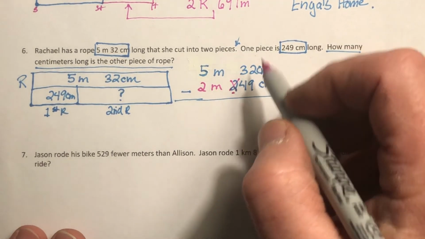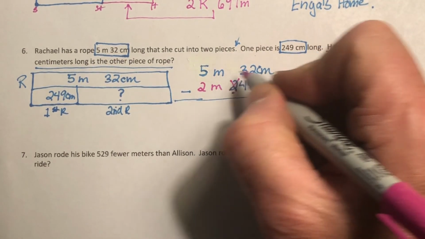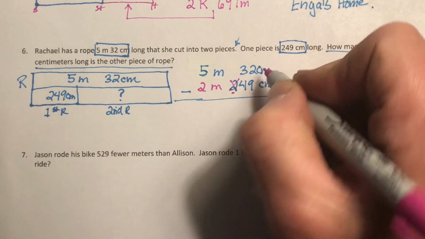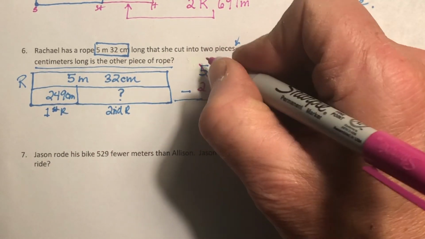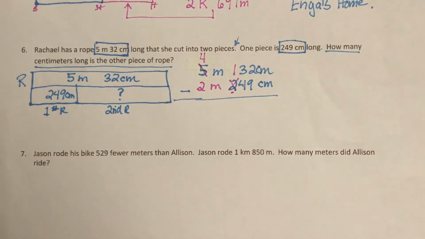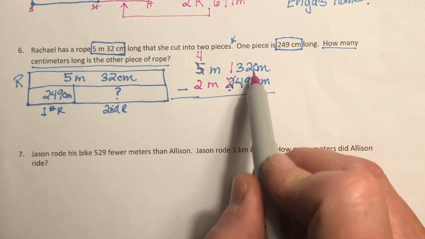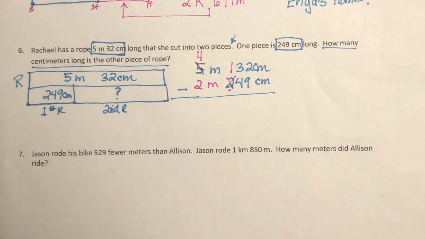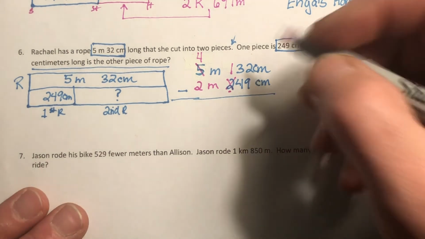Now, what I need to do is 32 minus 49. I can't do that. I can't do 32 minus 49. So the second thing I need to do is take one of these meters and exchange it for some centimeters. So I'm gonna do that. I am going to cross out the 5, leave 4, make 100 centimeters and bring it over there. So now what I have is 132 minus 49, and I can do that, okay? This one's quite tricky, that's for sure. So let's get to work.